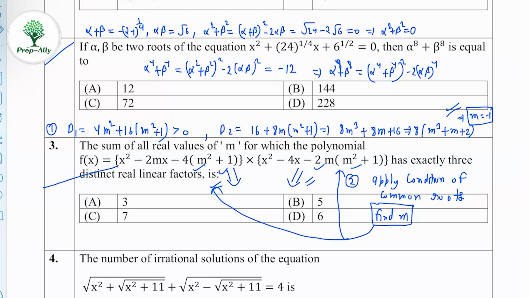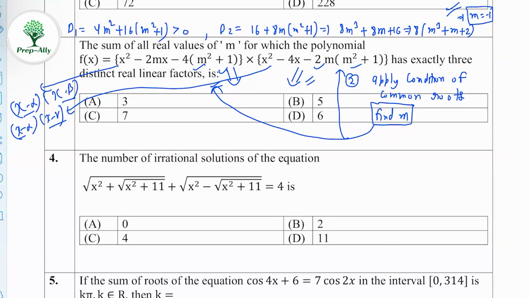Common root in the sense, suppose this is some x minus alpha, x minus beta. And if this is having some x minus alpha, x minus gamma. So again, you can see there are three distinct factors. Okay, so apply these two conditions and find the value of m. Okay.